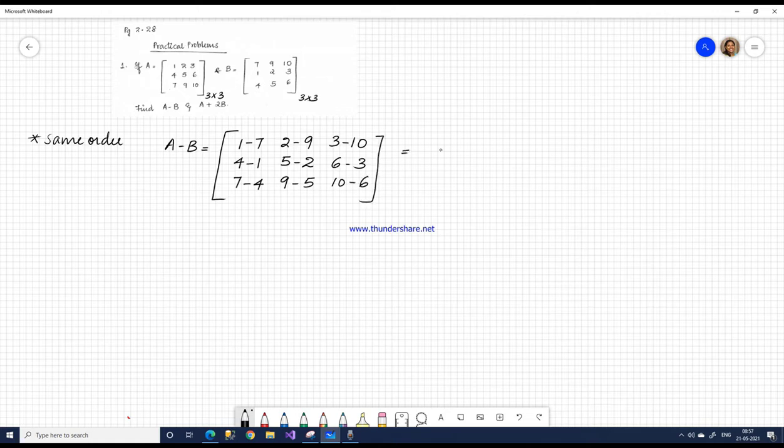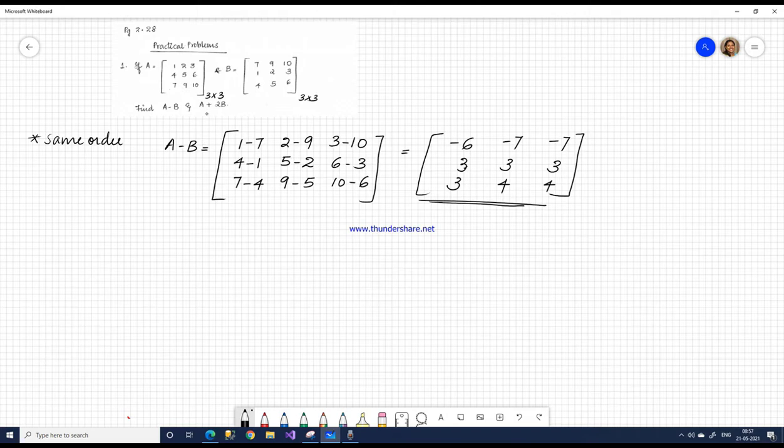Now what will be the answer? The answer will be minus 6, then minus 7, minus 7. 4 minus 1 is 3, 7 minus 4 is 3. Then we have minus 7, 3, 4, then minus 7 again, 3 and 4. So this is the answer for A minus B.